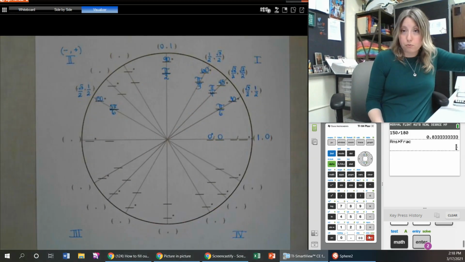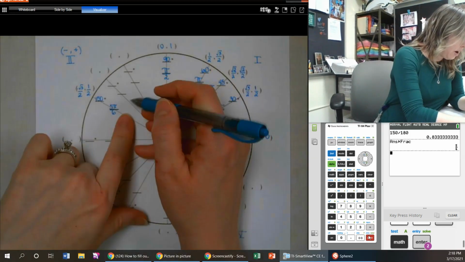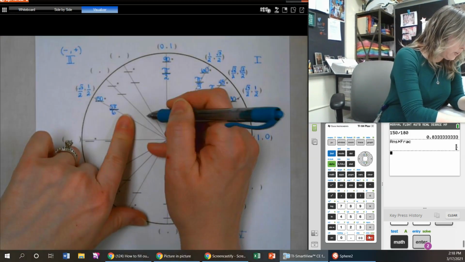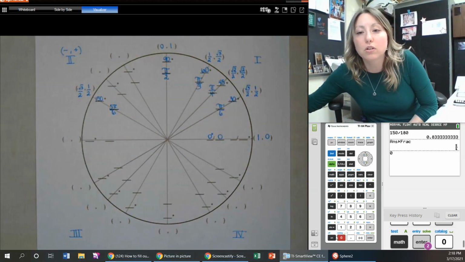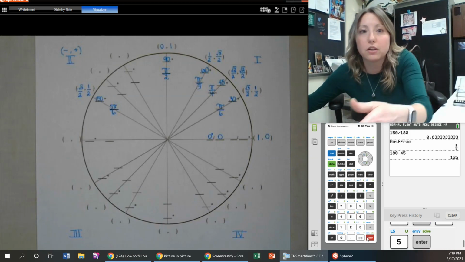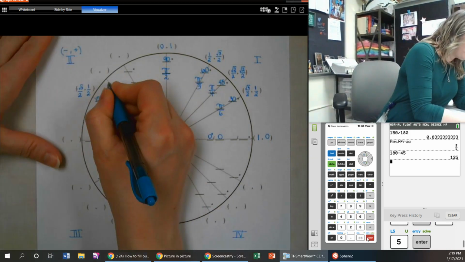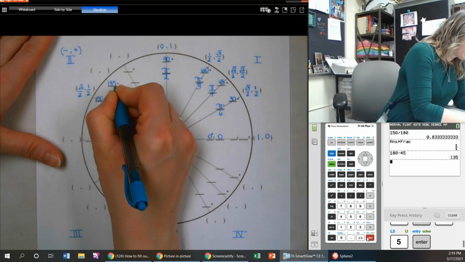Now I can go to the 45-degree reference angle. And up here with the 45-degree reference angle, all you need to do is take 180 and subtract 45 from it to know what degree measure this is right here. And that would be 135 degrees, right?